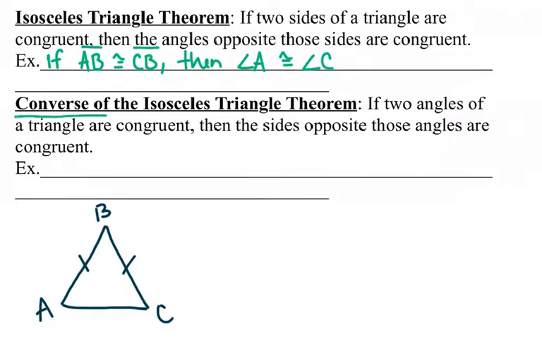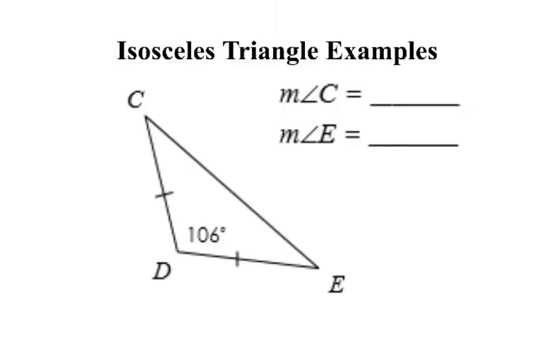The converse is if you flip around the if and then part. So this is also going to be true. If angle A is congruent to angle C, then we know that leg AB has to be congruent to leg CB. They say the exact same thing, just flipped around. If you know the base angles are congruent, then the legs are congruent. If you know the legs are congruent, the base angles are congruent.